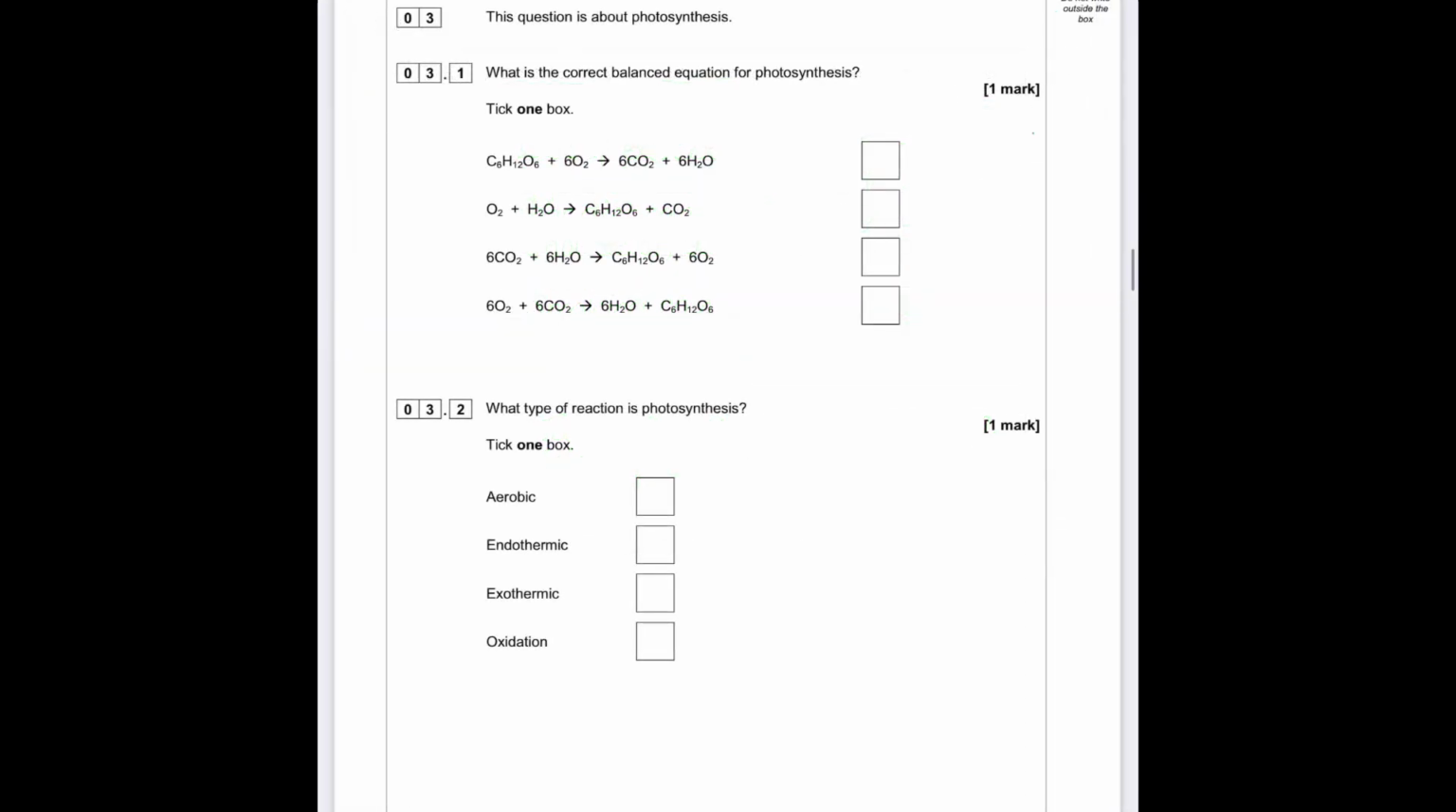In this question, we are looking at photosynthesis, and first of all, we've got to say which is the correct balanced equation. So photosynthesis is carbon dioxide plus water produces glucose and oxygen. So the only equation which has carbon dioxide and water as the reactants would be this one.